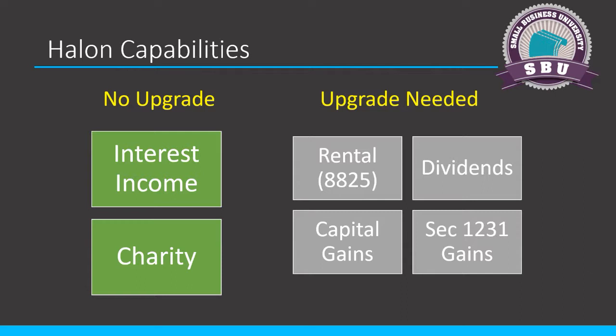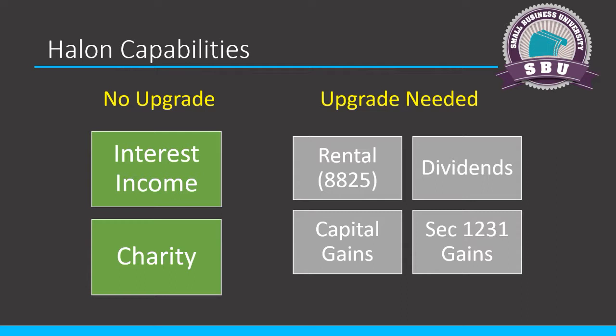A great example would be dividends and capital gains, because those have to match a brokerage statement that you get in the mail. So the categories of Schedule K that require an upgrade are shown over on the left here in green. Those that don't require an upgrade are shown over here in green. That's interest income and charity. Halon can handle those just fine.